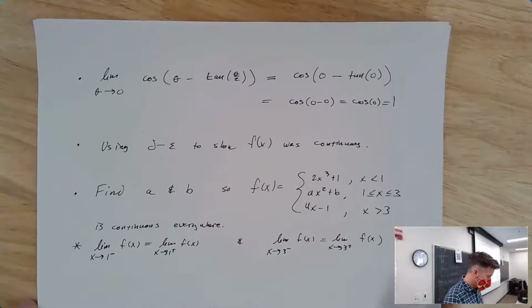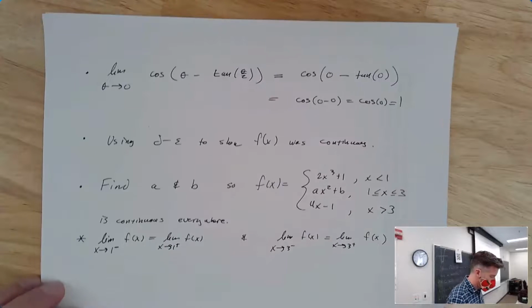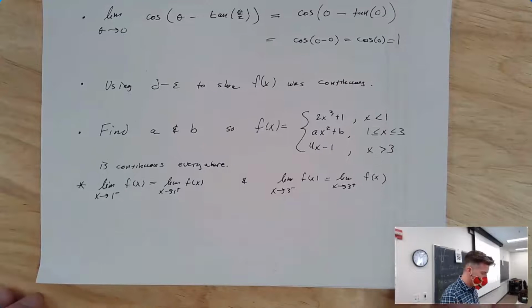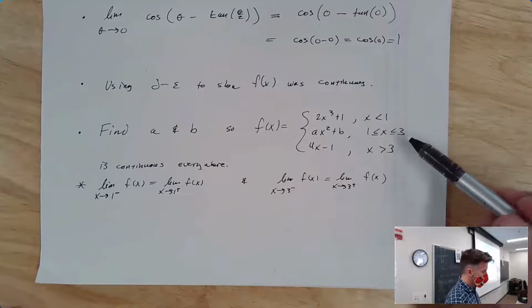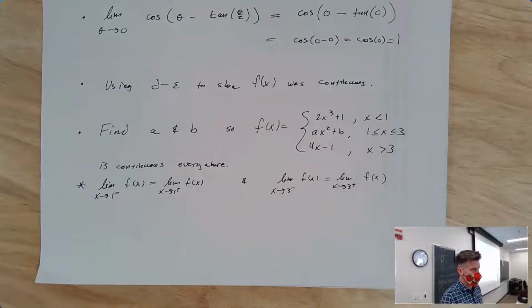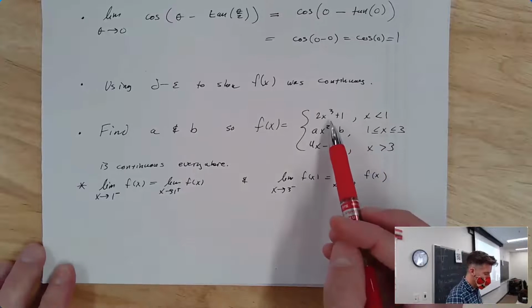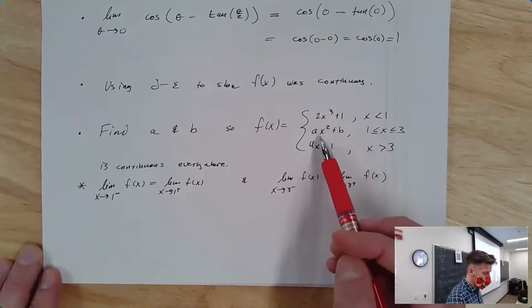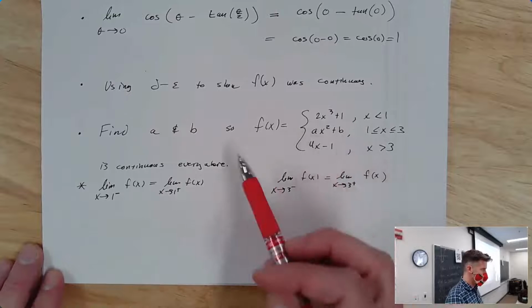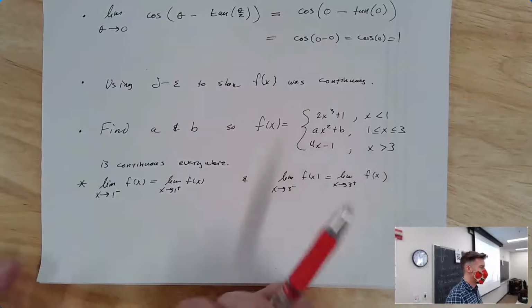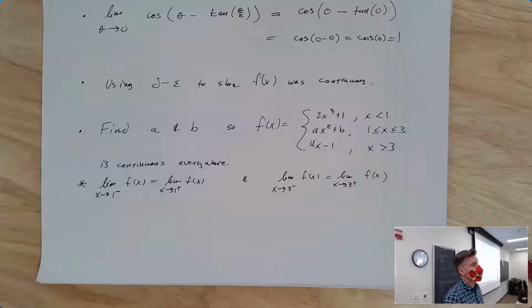So here's what I'll say about this: it's very tempting to just try and make them equal to each other right away. Here's what I'm trying to say that teachers might not be okay with you doing. Even though it's what you essentially want to do, if you just say f of 1 is 2 plus 1 and f of 1 is a plus b, so that's equal to each other, you might get dinged.